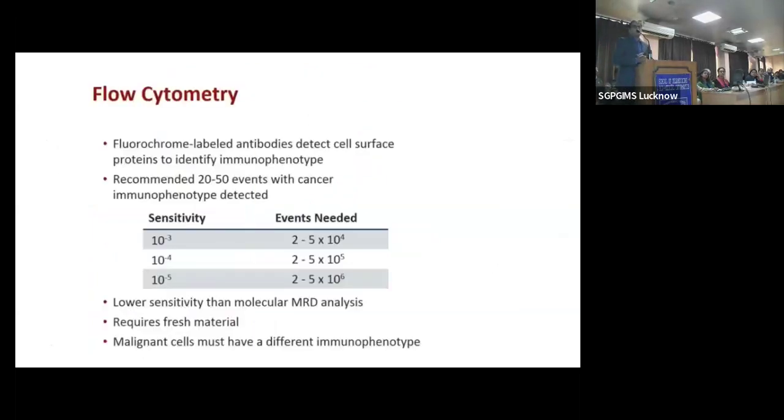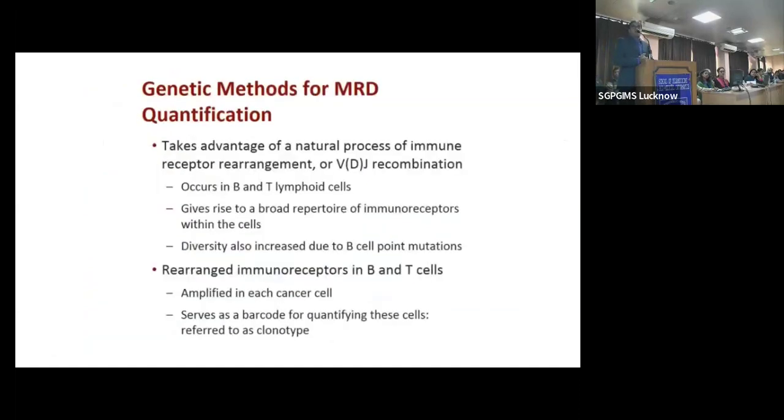So first is flow cytometry. I won't be going into detail, and Professor Good has very beautifully explained all this, so I may skip this slide. And the second important method of detection of MRD is the genetic methods for MRD quantification.